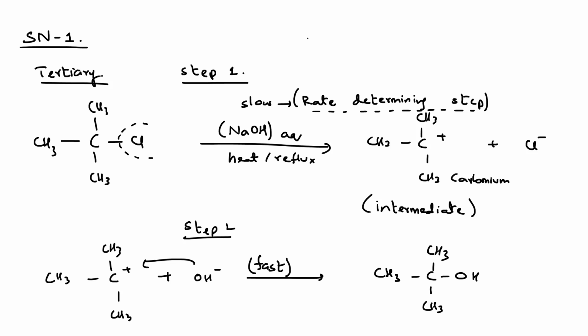If I write the rate equation here, it would only be dependent on the concentration of alkyl halide, because the slow step only involves the alkyl halide. There is no nucleophile here. Is this clear? Yes, sir. That's great.